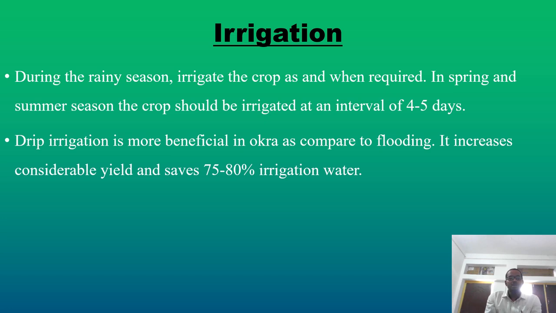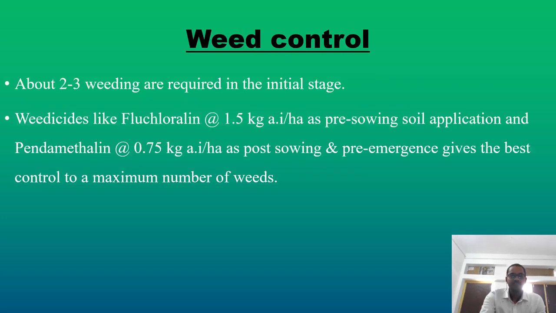And now coming to the irrigation requirement of okra. If we take the crop in the rainy season, we have to irrigate the crop when it requires. But in the case of spring season, the water requirement will be much higher, and there will be the provision of regular supply of water at an interval of 4 to 5 days. And in the case of drip irrigation, there are several advantages over the traditional method. Drip irrigation saves 70 to 80% water, and there will be less chance of weed infestation.